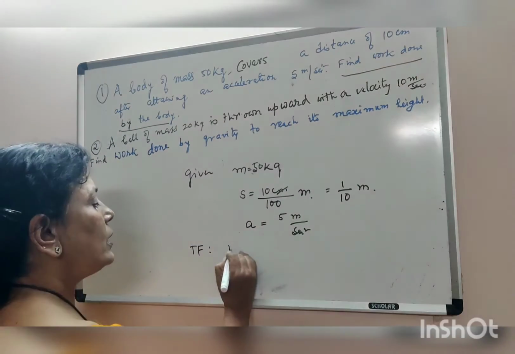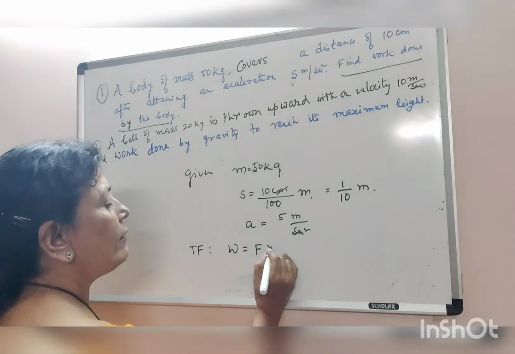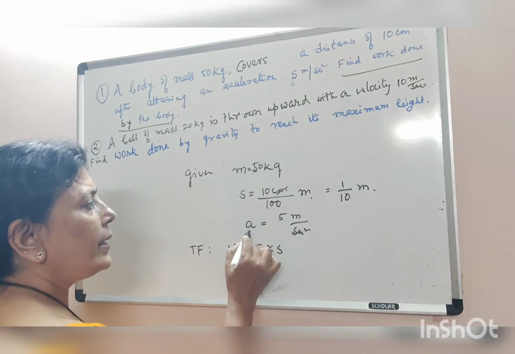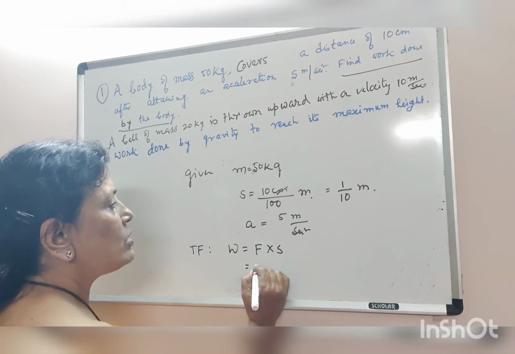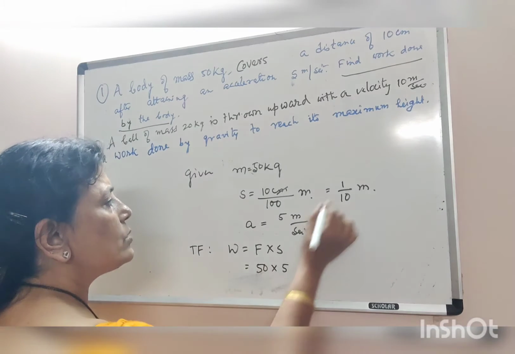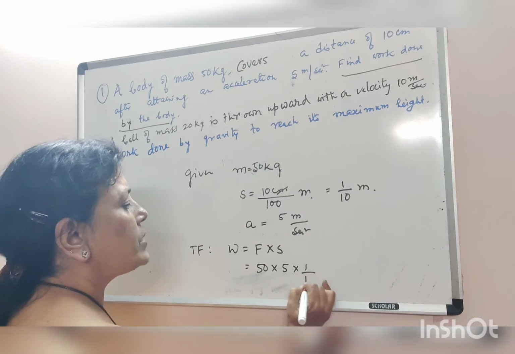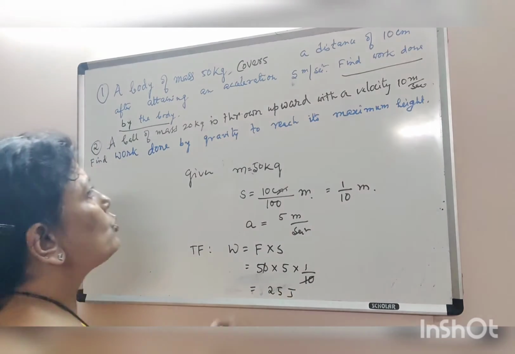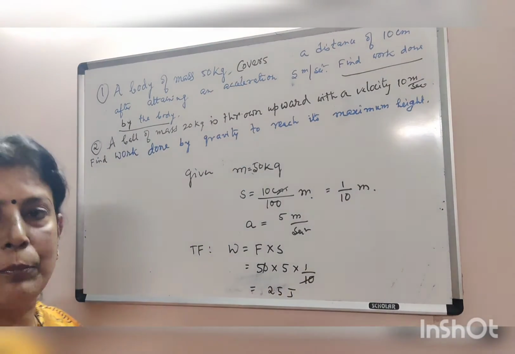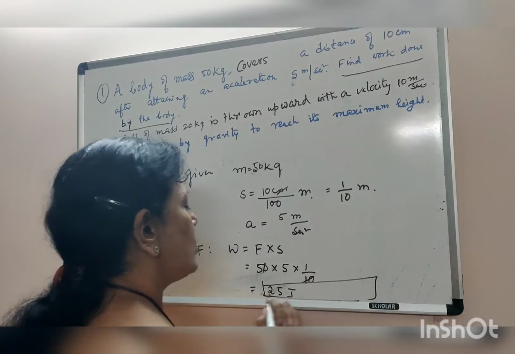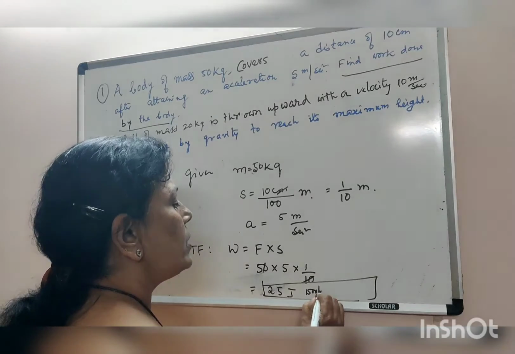Work done is equal to F into S. S is present but F is not present. But M and A are present. We know F is equal to M A. M into A means 50 into 5 and S is equal to 1 by 10. Then your answer will be 25 joule of work is done by the body. So you have to write in a particular box 25 joule of work is done.